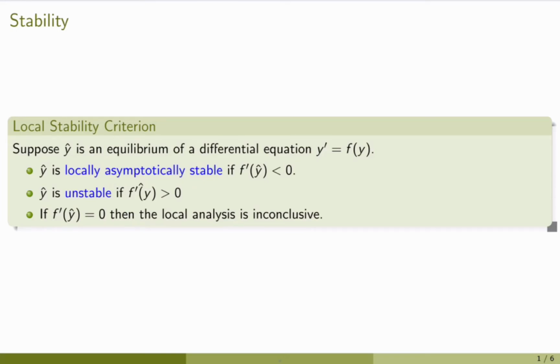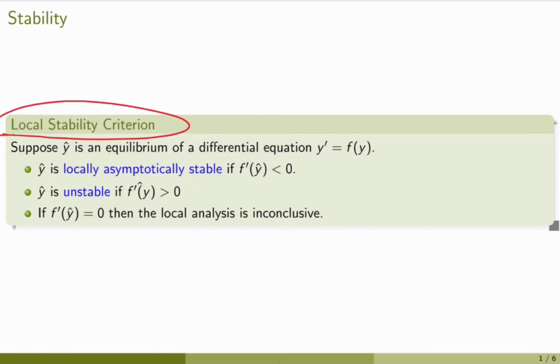In addition to the phase plot for differential equations, we do have a mathematical criterion for stability too. This is called the local stability criterion, which involves the derivative f prime of y. So we have the differential equation y prime equals f of y.